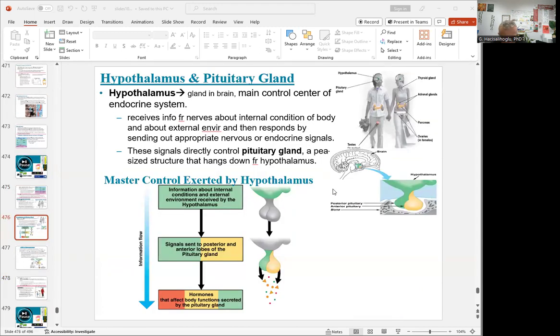So let's take a look at some of these major endocrine system glands. They are also called endocrine glands, and they make hormones. Some of them are in the brain, like you see here. The first one is the hypothalamus, which is basically a gland in the brain, and also the main center of the endocrine system.